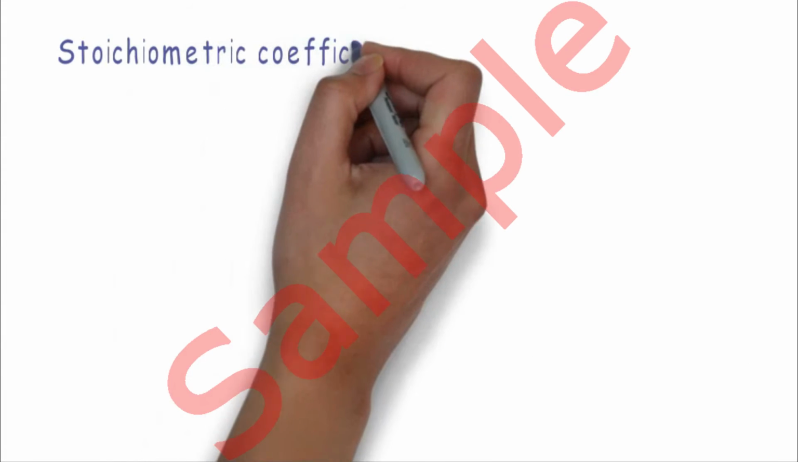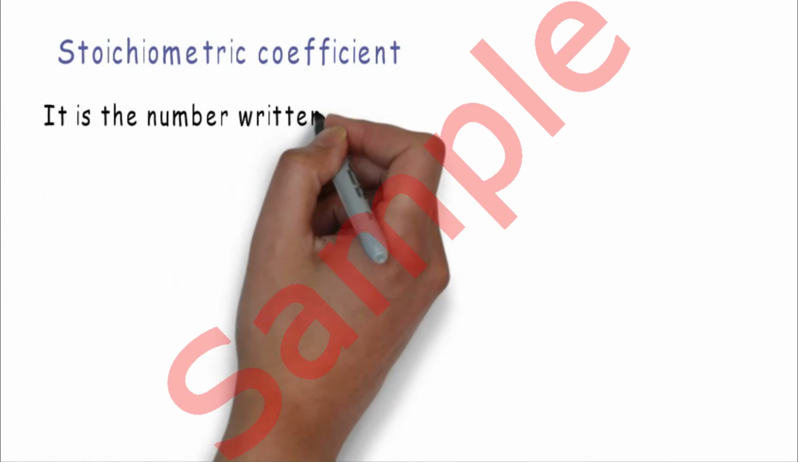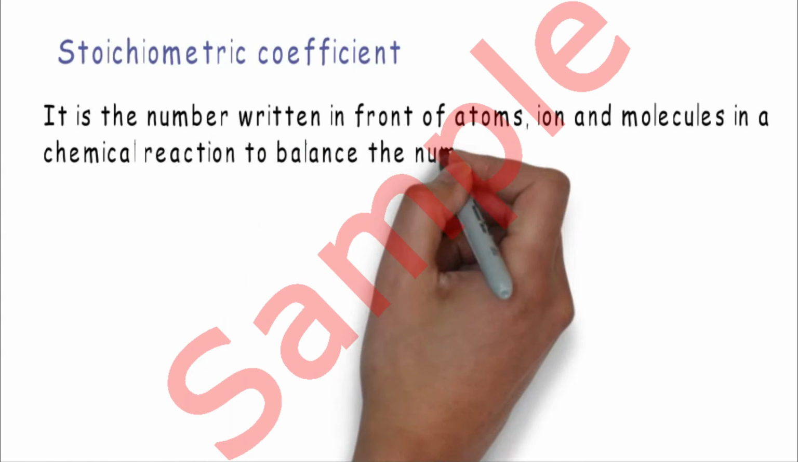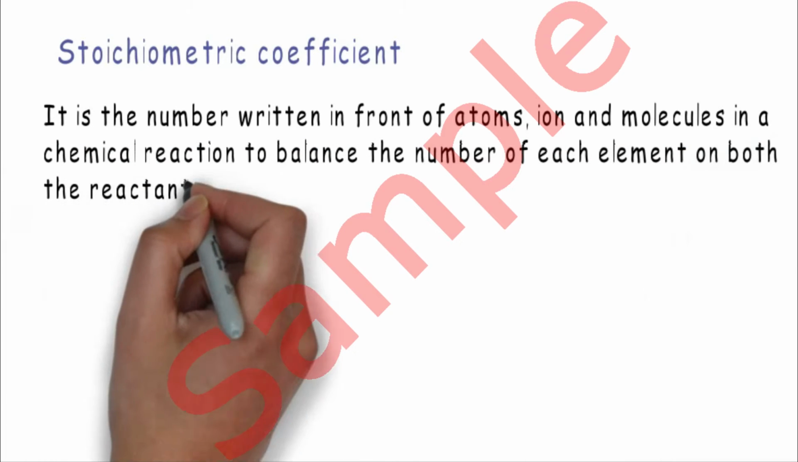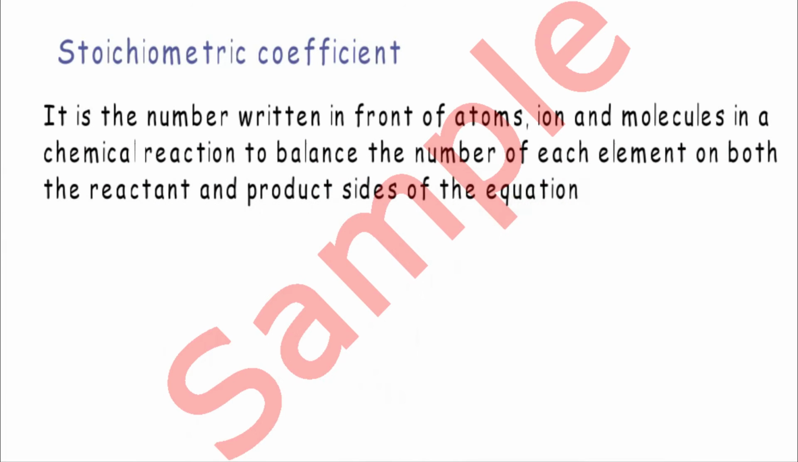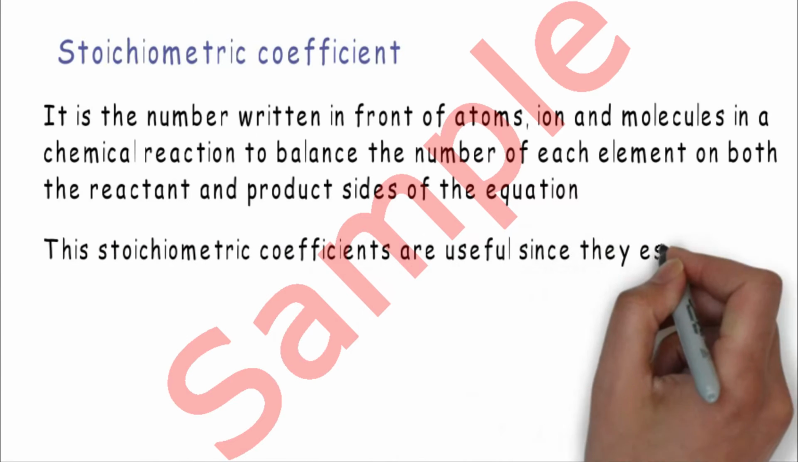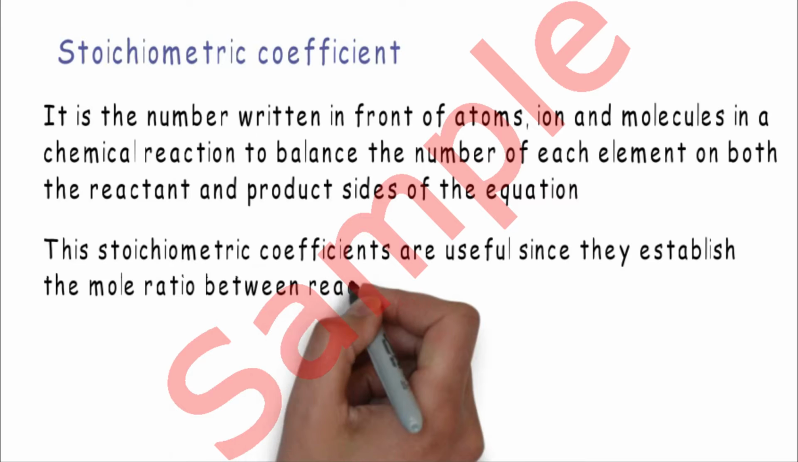Stoichiometric coefficient. It is the number written in front of atoms, ions and molecules in a chemical reaction to balance the number of each element on both the reactant and product sides of the equation. These stoichiometric coefficients are useful since they establish the mole ratio between reactants and products.